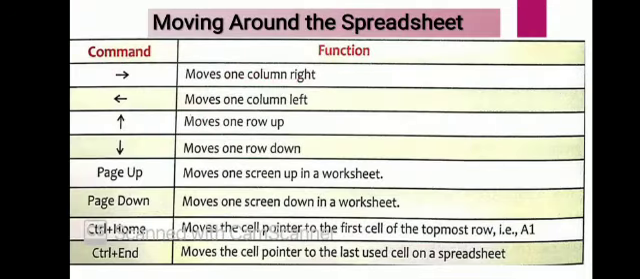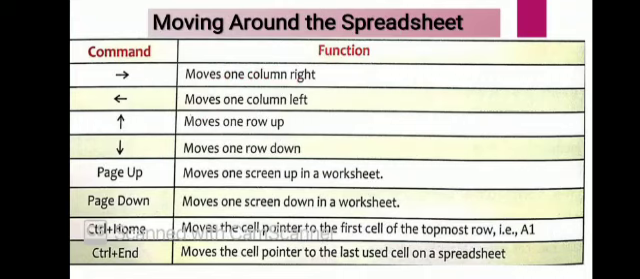Now next is moving around the spreadsheet. Several keys or commands are given here. To input data in a worksheet, we have to move the cell pointer from one cell to another with the help of various keys. Either you use the mouse to click on each cell where you want to type, or you can use the keys. The right arrow key moves one column right, the left arrow key moves one column left, the up key moves one row up, and down moves one row down.